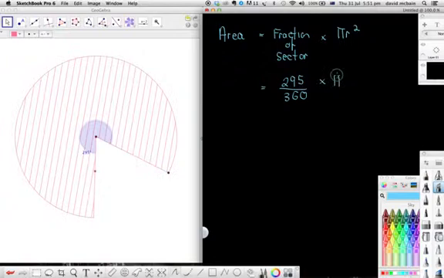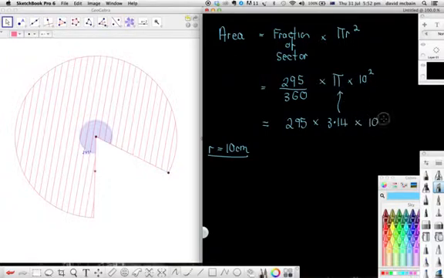times pi, but we haven't been given a radius. Okay, well, let's say the radius is the same as last time. Let's say the radius is 10 centimetres. So it's going to be pi times 10 squared. So that will equal, if we work this out, 295 times 3.14, that's the value of pi, times 10 squared, which is 100, divided by 360.